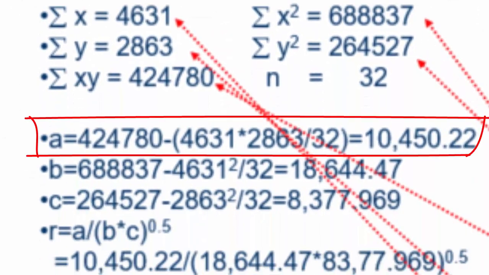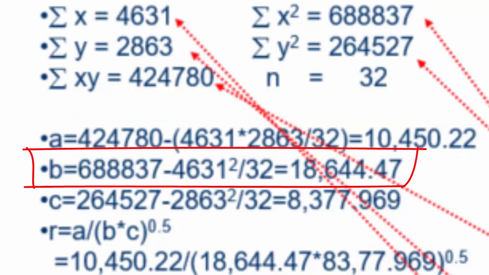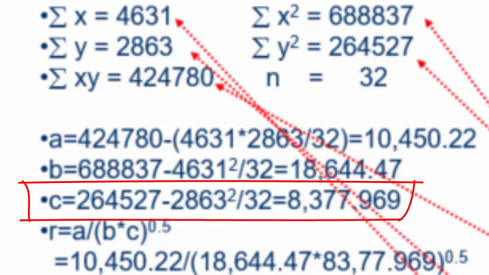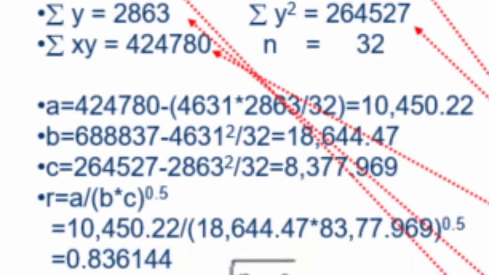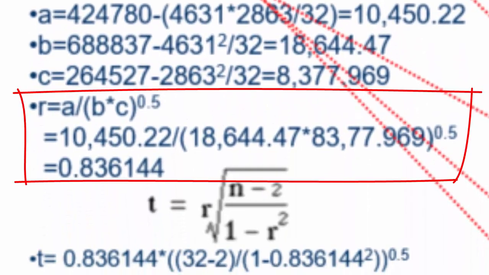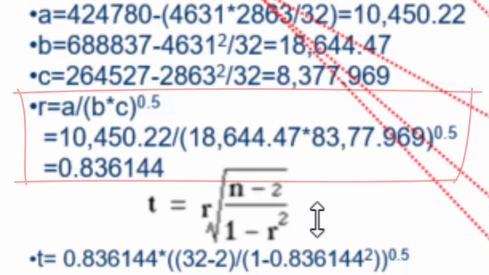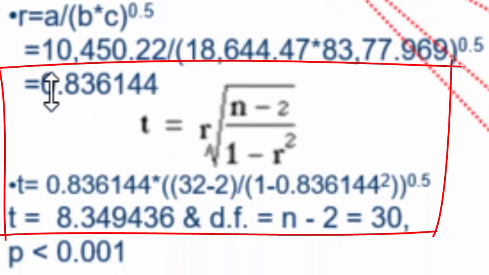So we calculate A first. Then you calculate B. Then you calculate C. Then you get into this formula. So A divided by the square root of B times C. And you get the value of 0.83. So R is 0.83. So this is how we calculate the value of the R.